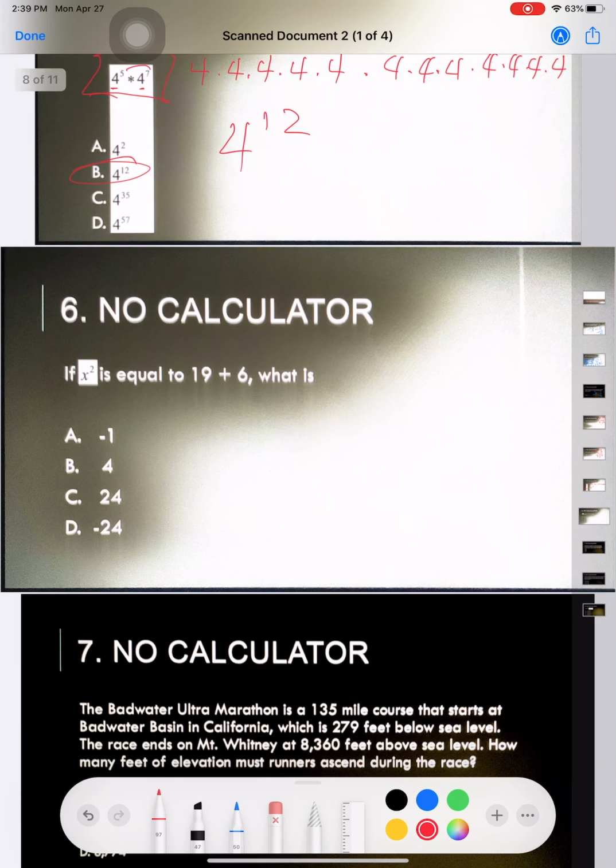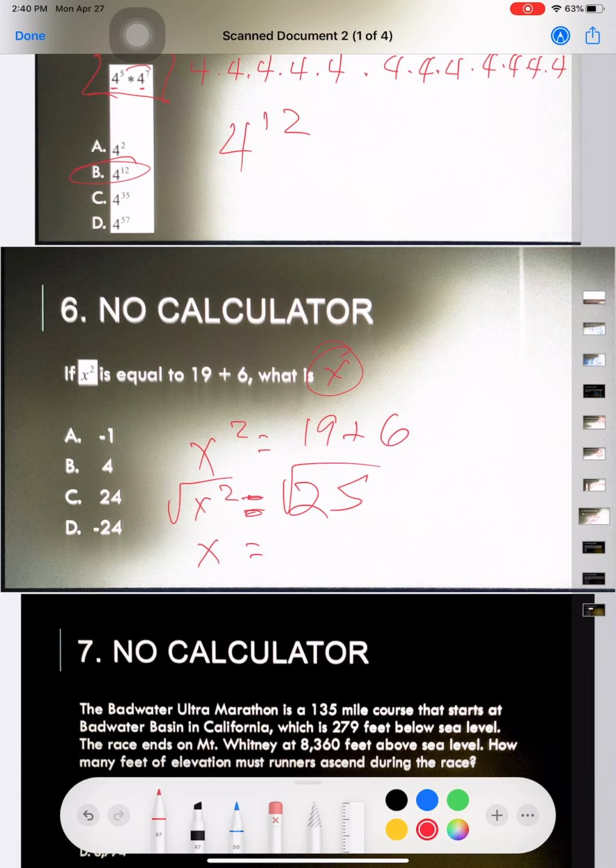Number 6 says x squared is equal to 19 plus 6. And it asks what is x. X kind of got left off there. So if x squared is 19 plus 6, don't get fooled with this one though. Oh, I didn't complete this question. X squared is 19 plus 6, so x squared is 25. So the key thing here is now I get a square root, so that's x, because the square root of x squared is x. Square root of 25 is 5.